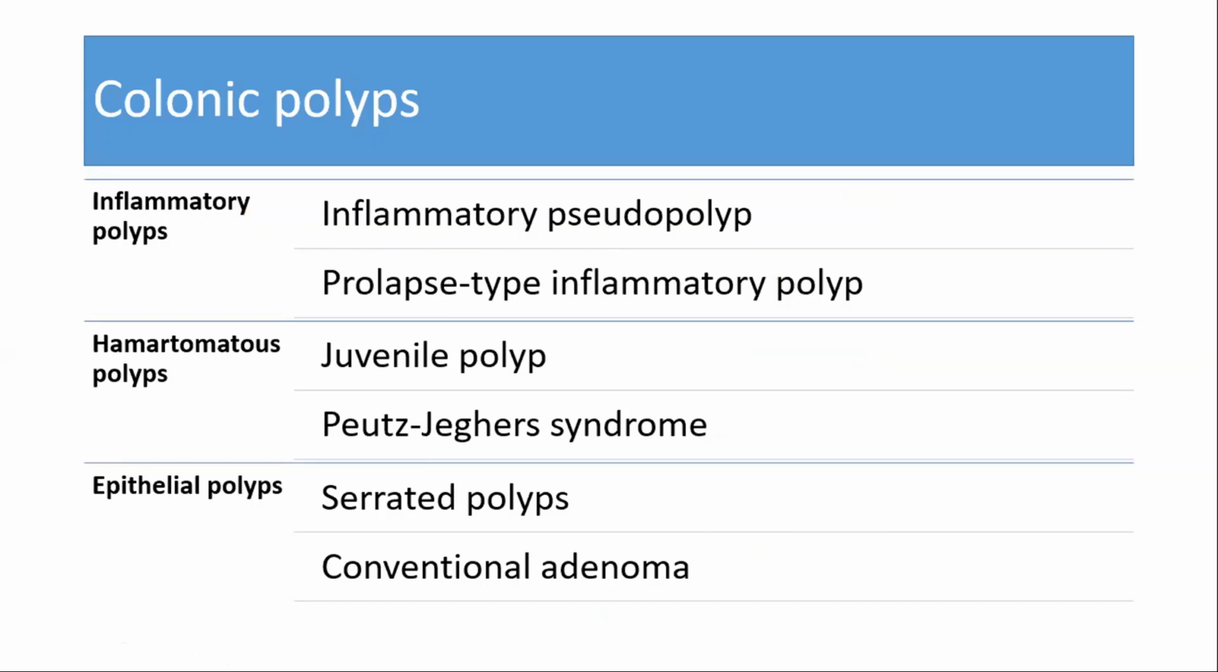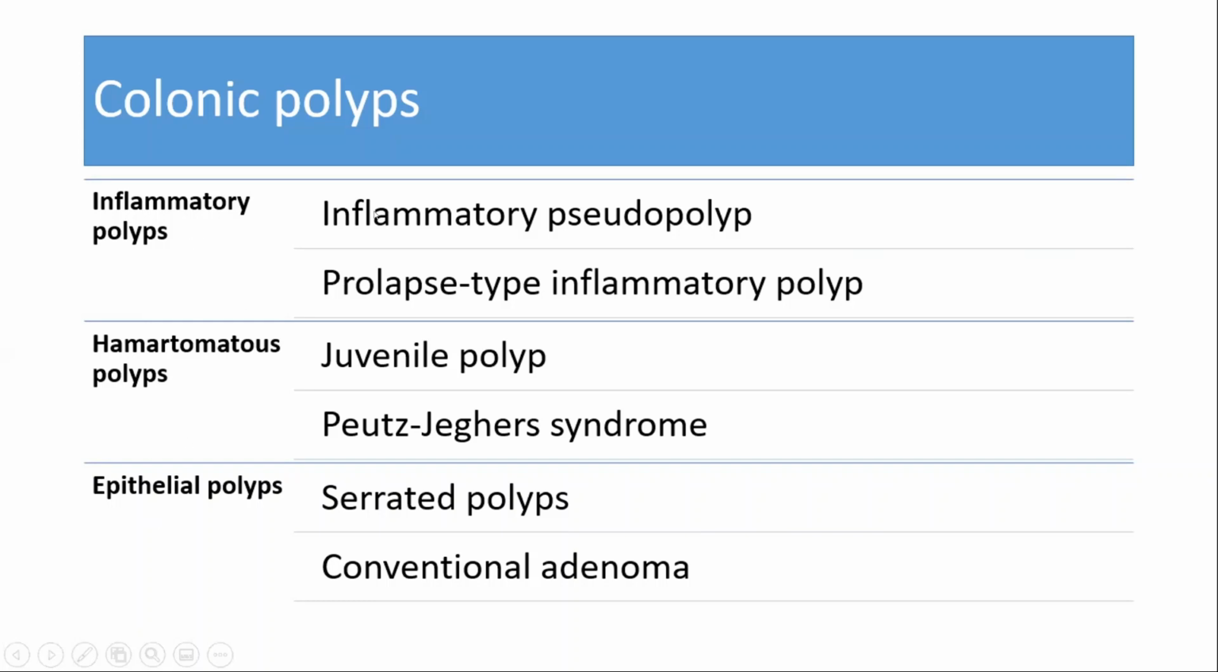So next will be on colonic polyps. When we talk about colonic polyps, we used to classify them as neoplastic and non-neoplastic. But now, hyperplastic polyps, which used to be non-neoplastic, include a certain subset that can have some malignant potential. So I think it is best for us to discuss colonic polyps based on this classification: inflammatory polyps, which are non-neoplastic, then hamartomatous polyps and epithelial polyps.